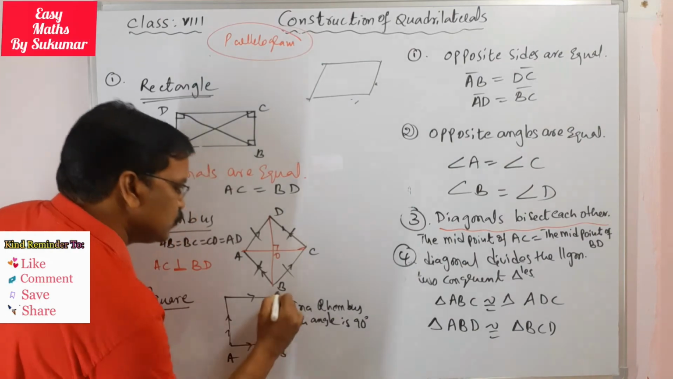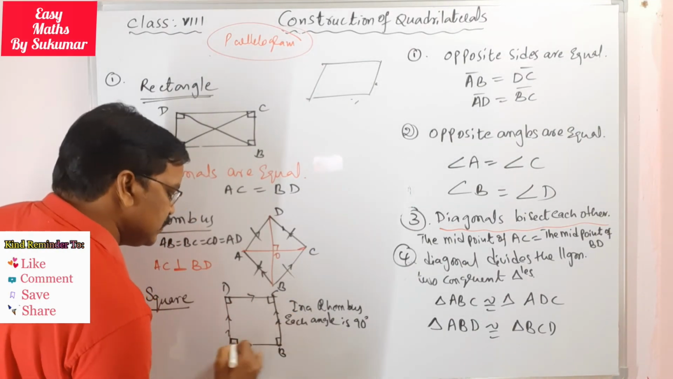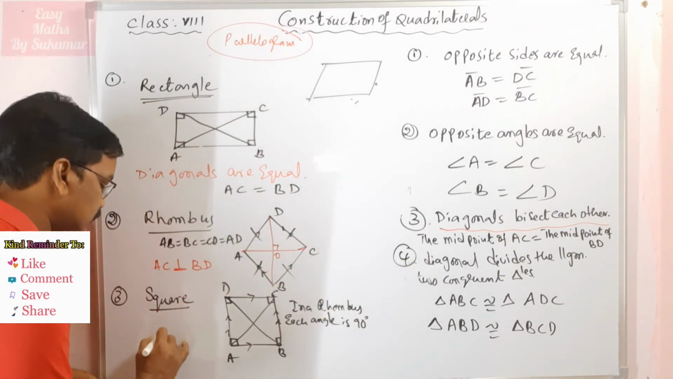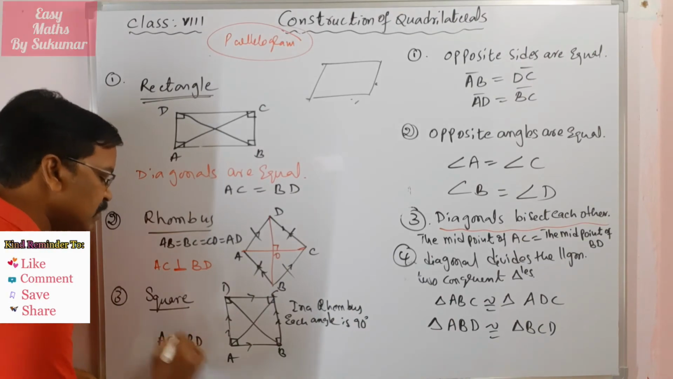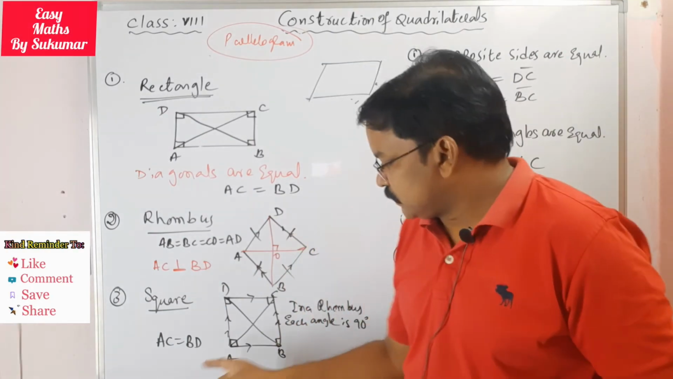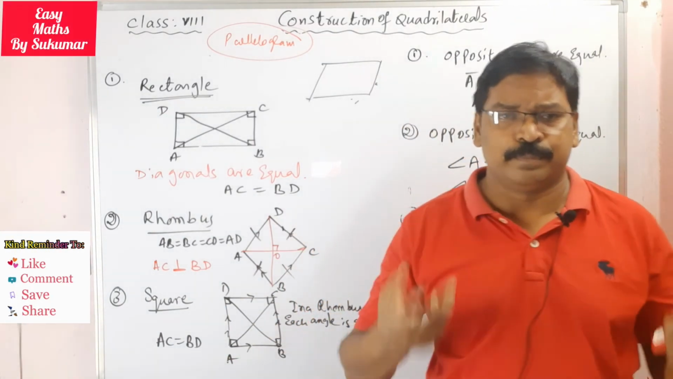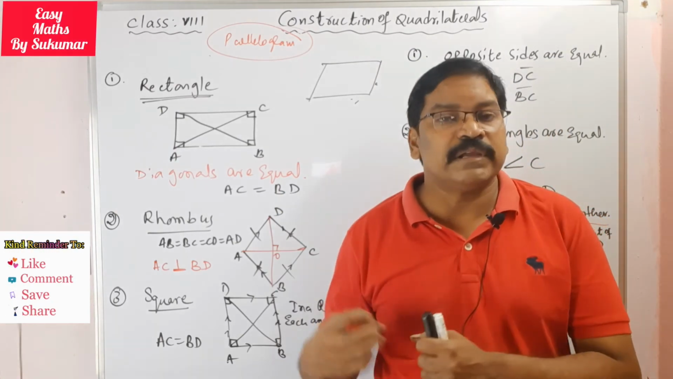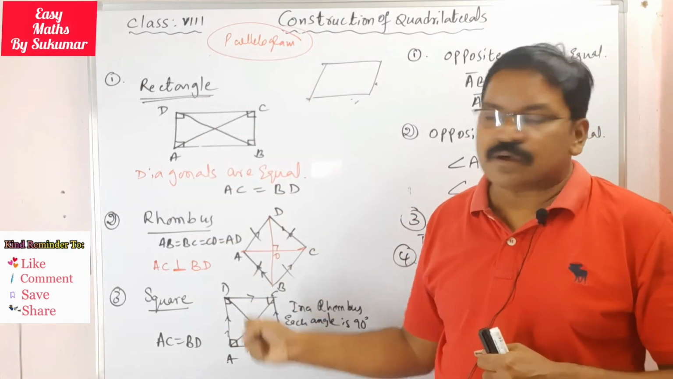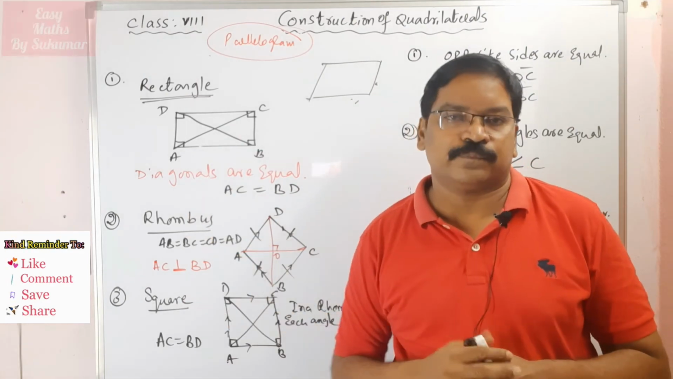Even in the square, there is a special property. Actually each angle is 90 degrees here and the diagonals are equal, like the rectangle. So here AC and BD are equal. In a square, my dear students, the diagonals are equal. AC is equal to BD. Right? These are the special properties of rectangle, rhombus and square.